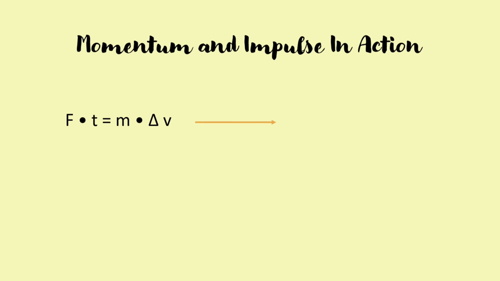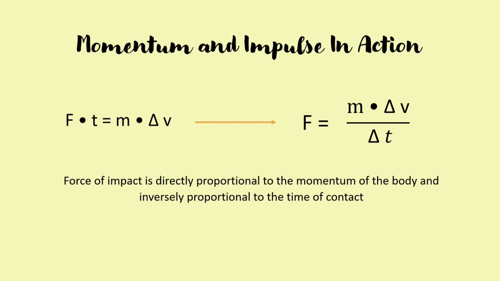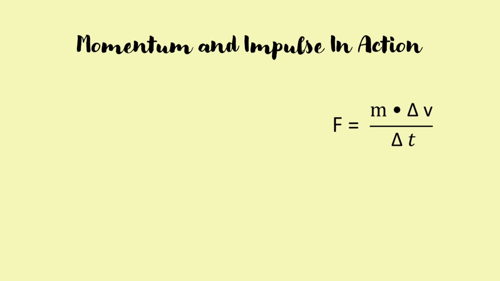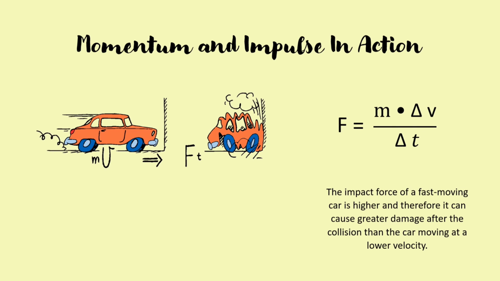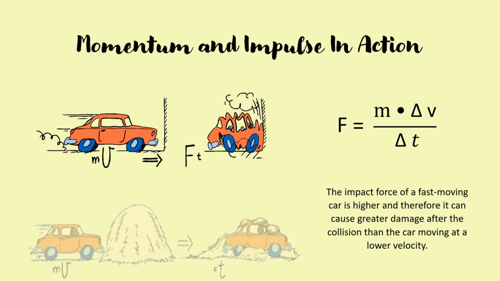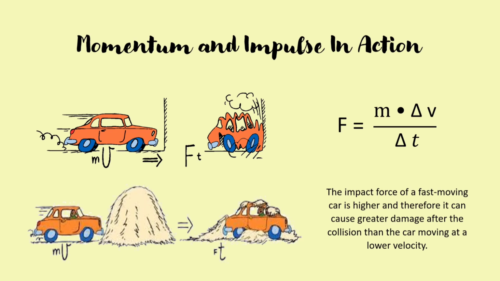Rearranging this equation will help us understand how impact force is affected by the change in momentum and the time of contact. This shows that the force of impact is directly proportional to the change in momentum of the body and inversely proportional to the time of contact. The equation shows that the impact force of a fast-moving car is higher, and therefore it can cause greater damage after the collision than the car moving at a lower velocity.